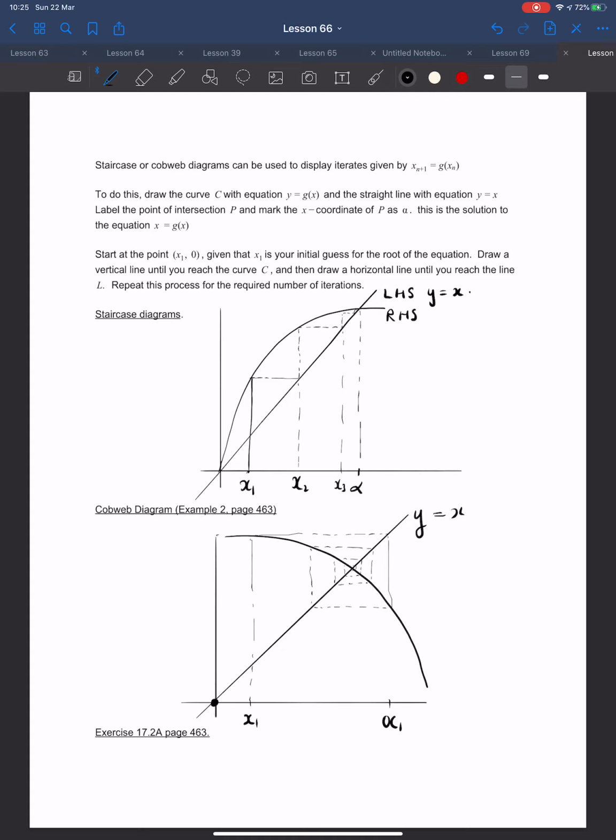Okay, so the curve is that one, that's the left-hand side, and that's the right-hand side. So we start by substituting x into the right-hand side, and then you take that value of x and substitute it in again. So it gives you that there. So that's x1, that one's x2, and that one's going to be x3. Okay, etc., etc.